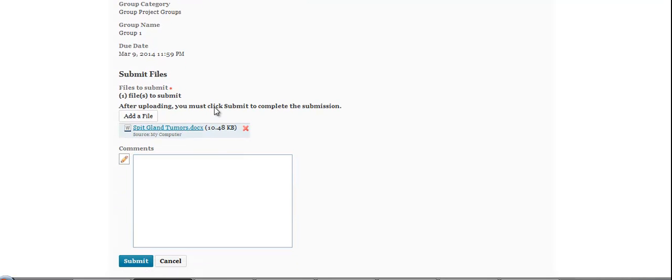Now, it says here that you must click Submit to complete the submission, so you can click Submit. All right, I'm not going to do that because Group 1 wouldn't be happy about that. But I'm not going to click Submit, but that's what you do to make sure it's in there. And then whoever submitted it will get a confirmation email returned to their email within Avenue to Learn.